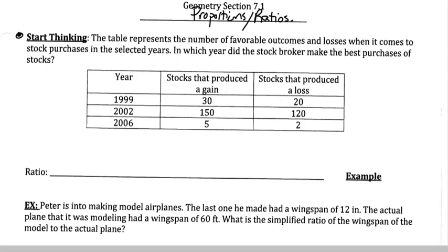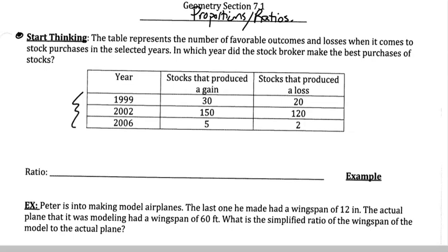It says the table represents the number of favorable outcomes and losses when it comes to stock purchases in a selected year. In what year did the stockbroker make the best purchases of stocks? Now, I understand that you could be buying a different stock that costs a different amount, or different amounts of that stock. But if we're just simply looking at how well did they pick companies based off of whether they're going to be winners or losers, that is what this problem is about.